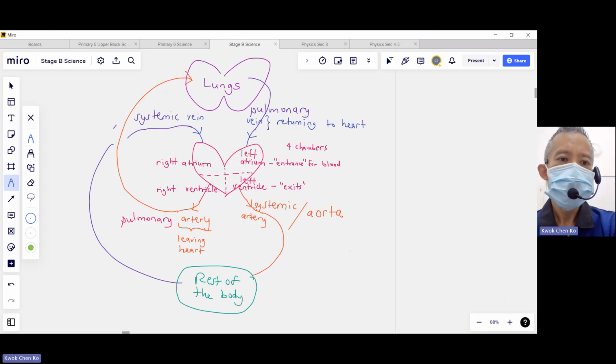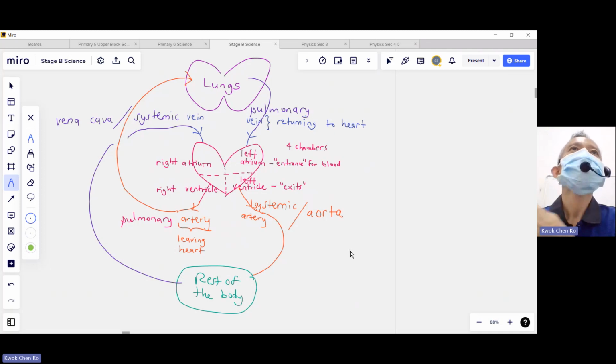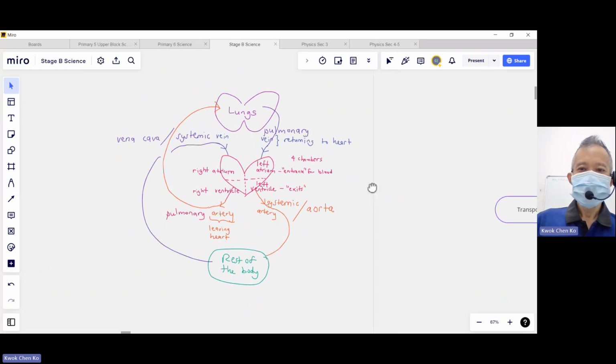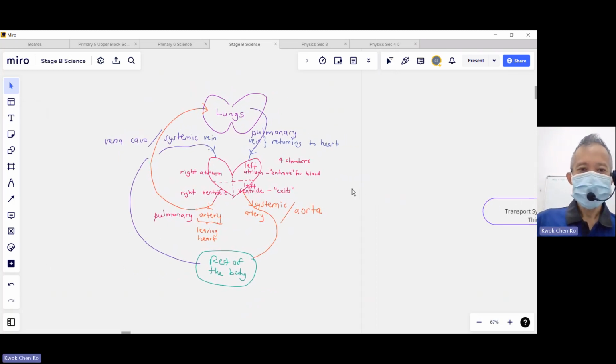And depending on your school, sometimes there's a name for that as well. Right, this is called the vena cava. This is Latin. Okay, so yeah, that is a simple overview. But of course your heart doesn't look like this. I'll show you the actual one later on.